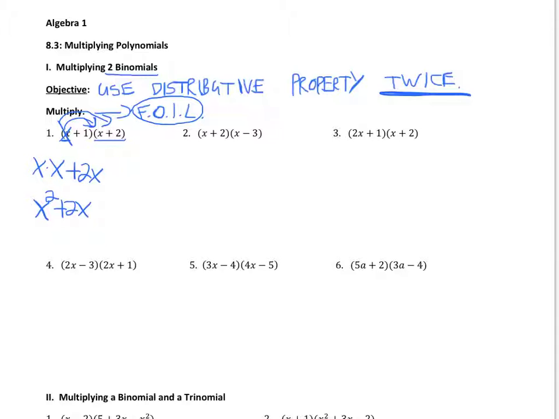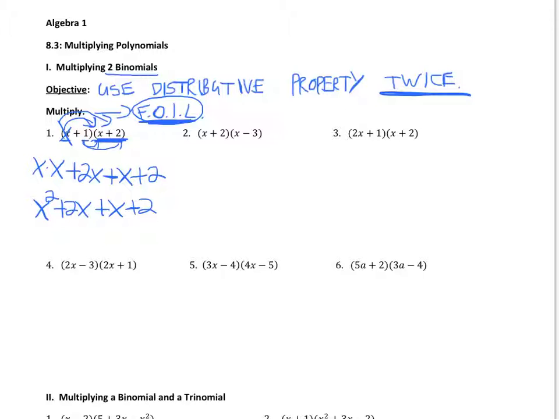I'm going to distribute 1 to this x plus 2. So if I do that, I'm going to have 1 times this x. Well, 1 times x is just positive x. And then I'm going to distribute 1 to this 2. Well, 1 times that 2 is just positive 2. So I'm just going to bring those down. So you can see I get 4 terms after I multiply the two binomials. And the 4 terms are going to stand for that F, O, I, and L.